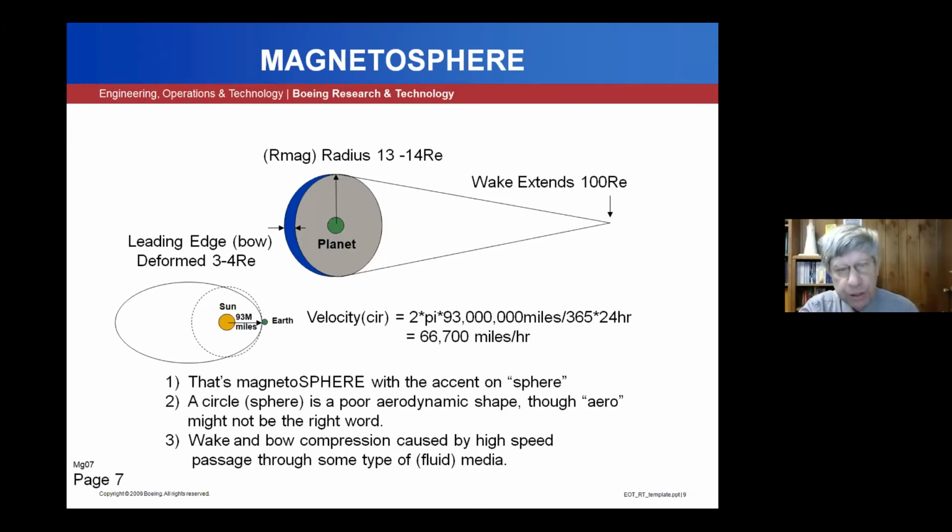And the next piece down there shows the rough speed here. The Earth is traveling around the sun at about 67,000 miles an hour. And a sphere is a very poor aerodynamic shape, though aero is the wrong word. The front of the magnetosphere is compressed, and we leave a wake of about 100 RE behind it because of the poor aerodynamics.